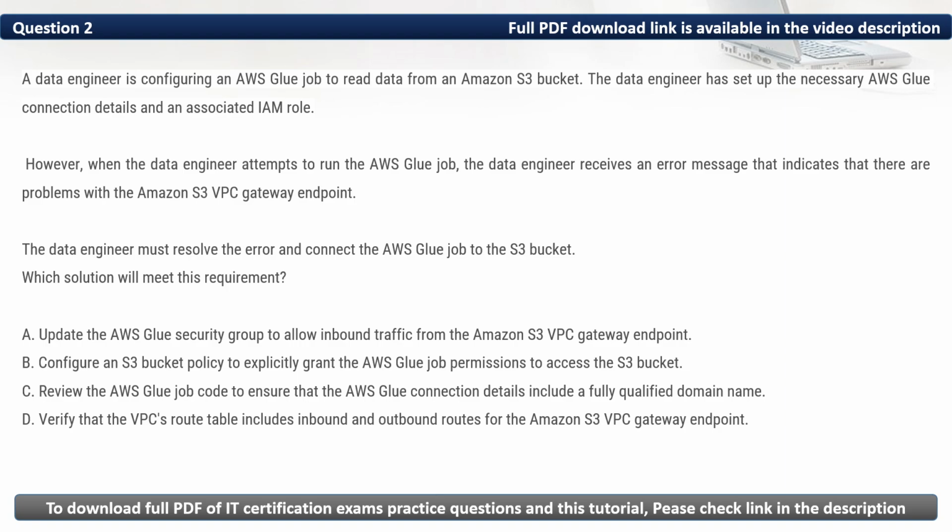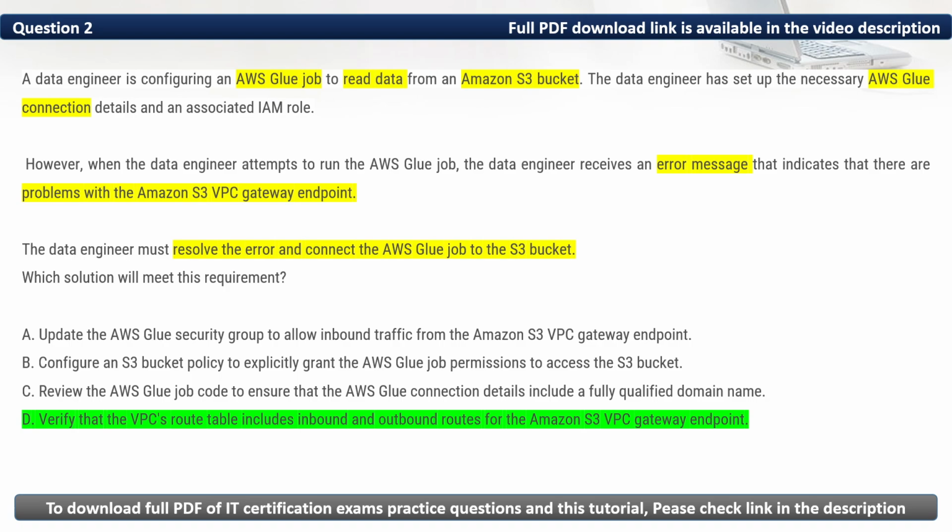Considering all these requirements, the most appropriate answer here is to verify that the VPC's route table includes inbound and outbound routes for the Amazon S3 VPC gateway endpoint. As such, the correct option is D.